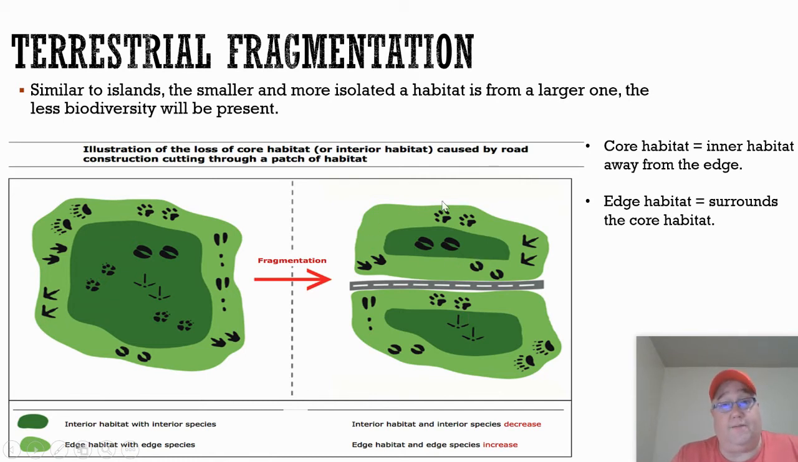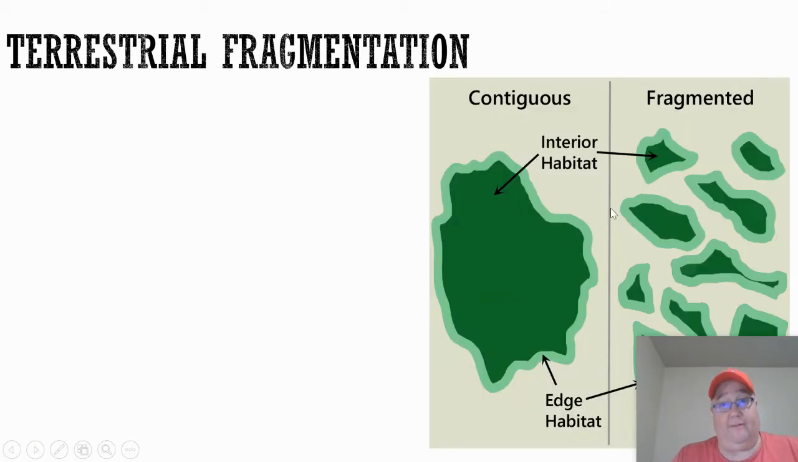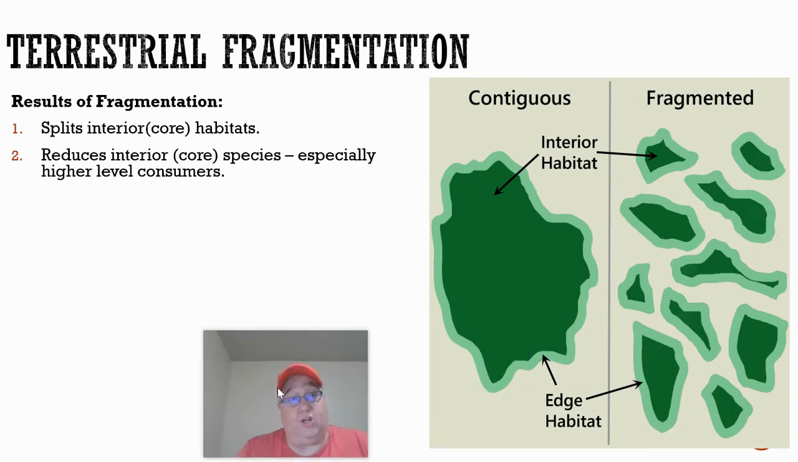You don't see much of an effect around the edges. You still see a lot of those organisms around the edges, so there's less of an impact on that. But there definitely is a pretty big impact on the core species and the amount of core habitat that we have. So again, those are the results of fragmentation.